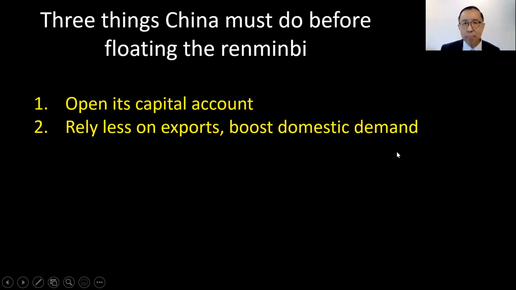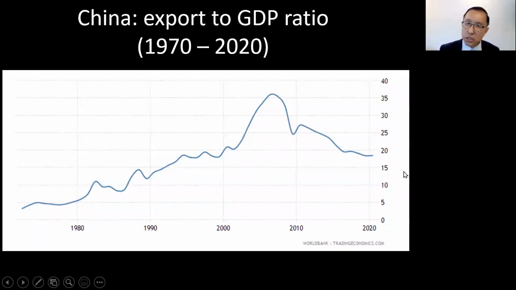Secondly, China must rely less on exports and boost domestic demand. Since China entered the WTO, they've been relying a lot on exports for their earnings. But in the past few years, this has come down a bit to maybe about 18%. Perhaps this is not good enough. I think China wants to wait for this to go even lower.